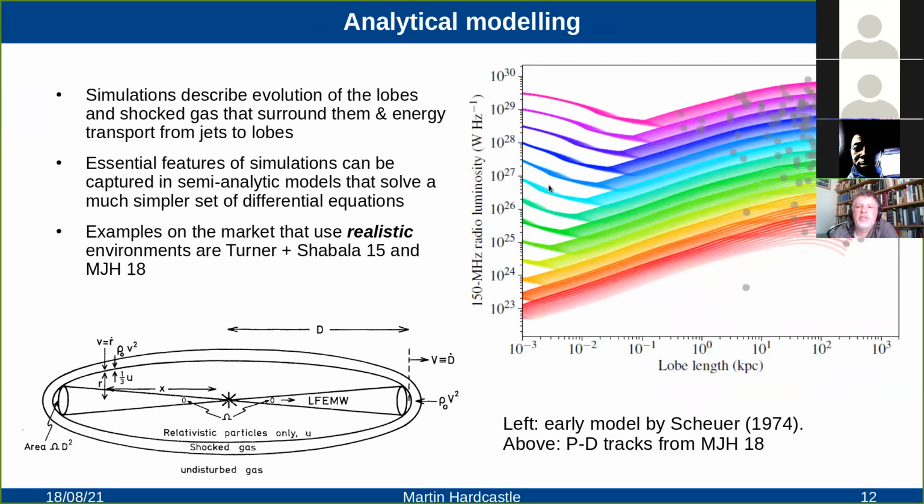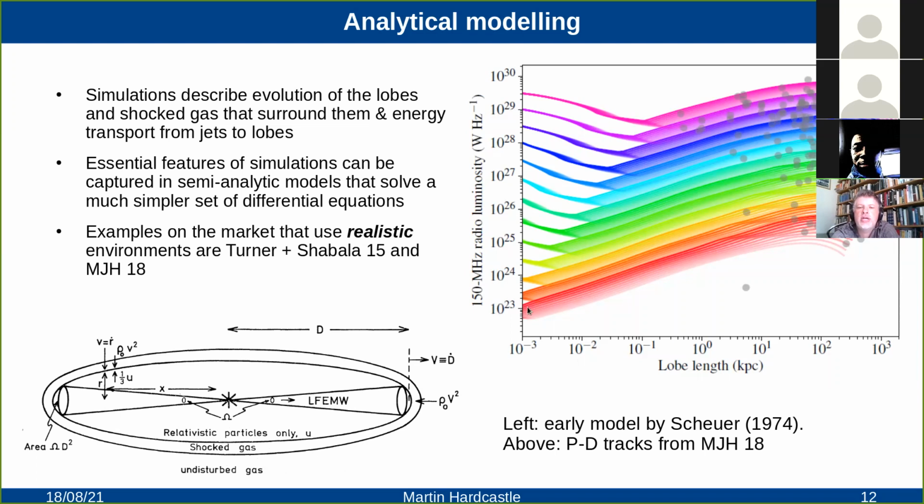And the sort of modeling we can carry out looks like this. Using numerical simulations like the one I just showed you, we can understand the evolution of radio lobes and the gas that surrounds them, and therefore understand how energy is transported from the jets to the lobes. But what you can then do is try to make a semi-analytic model that gets the same results without having to do a numerical simulation every time. And that's been done by several people, including me, but also Stas Shabala and his group. And you can see the sorts of results we get here.